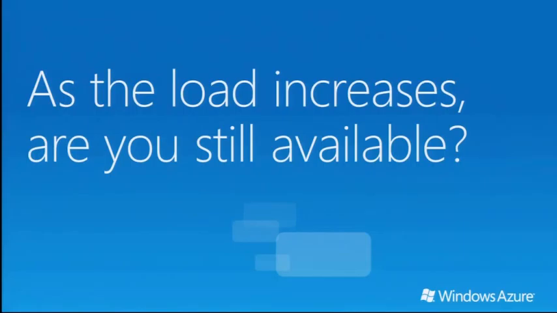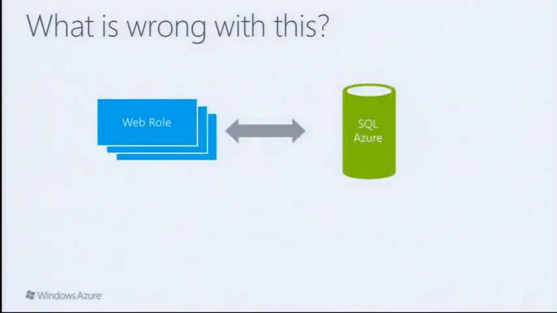So let's go and take a look at the first kind of set of things. As the load increases, are you still available? So a couple of puzzles to start off with. First of all, what's wrong with this? It's a typical kind of web app. It's got a web role, several instances there, talking against a SQL Azure database. It's probably the simplest architecture for a web app you could possibly have. We see this time and time again.